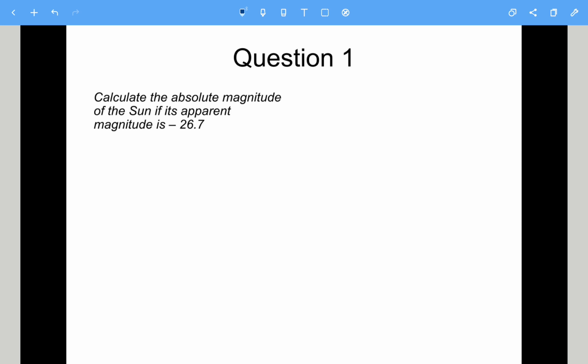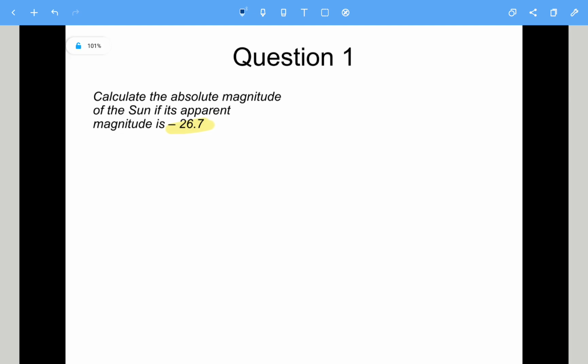So question 1, calculate the absolute magnitude of the sun if its apparent magnitude is minus 26.7. So the first thing that we need to do is to calculate the distance to the sun in parsecs. So there's a couple of ways of doing this. On the data sheet, you've got the distance to the sun, and you've also got how many meters are in a parsec. So let's do that.